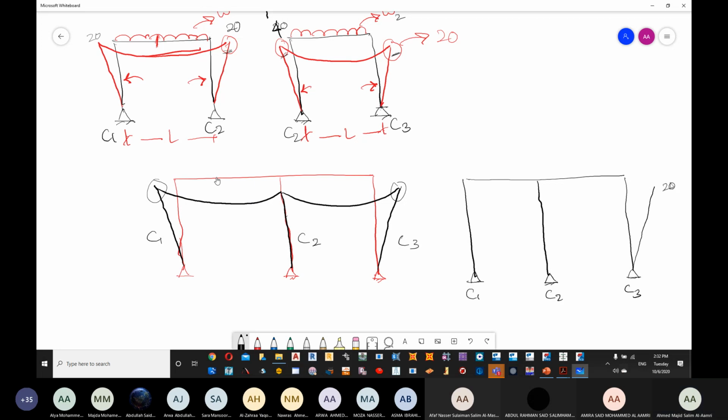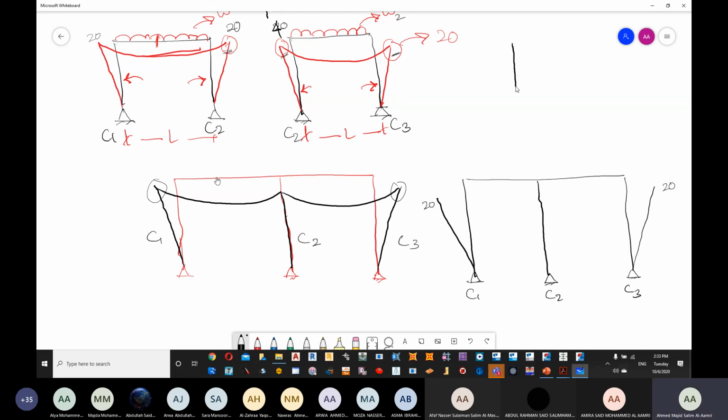C1 is going to the right, like C3. C1 is going to go to the left by the value of 20. Are we clear? Okay. Now, when it comes to C2, I'm pushing to the left side by the value of 40, and I'm pushing to the right side by the value of 20. What will happen?